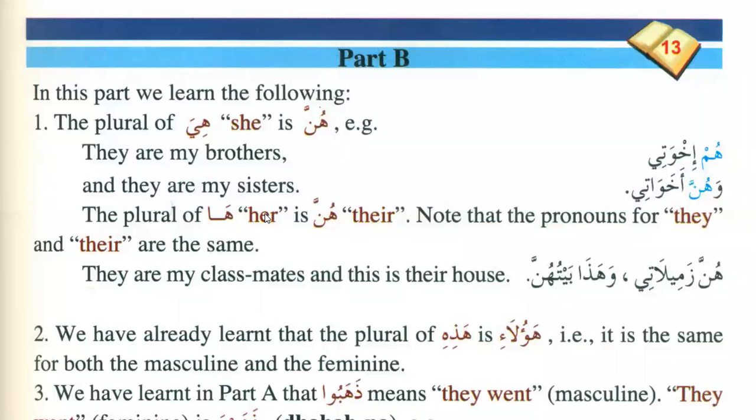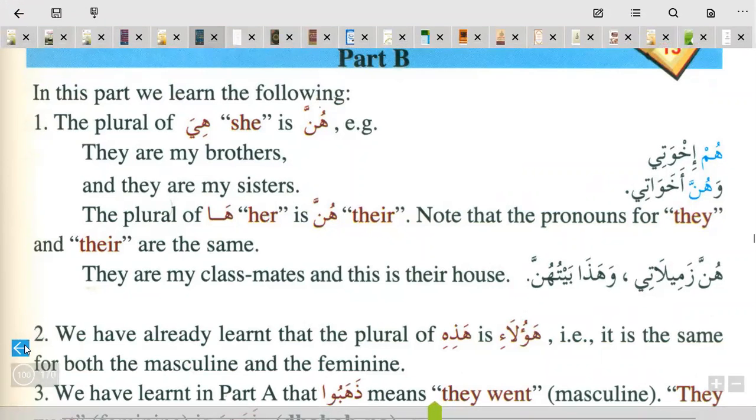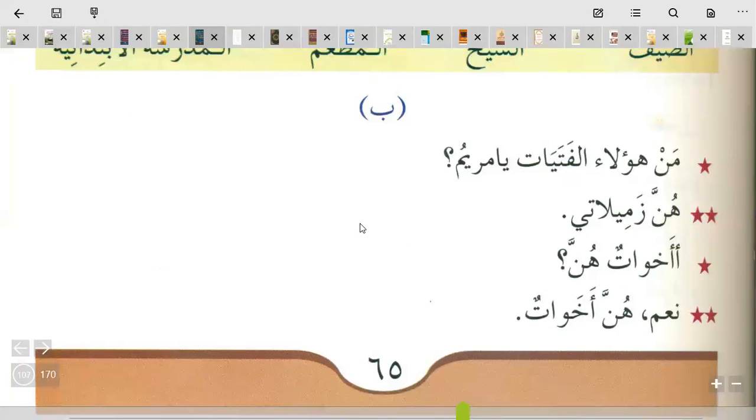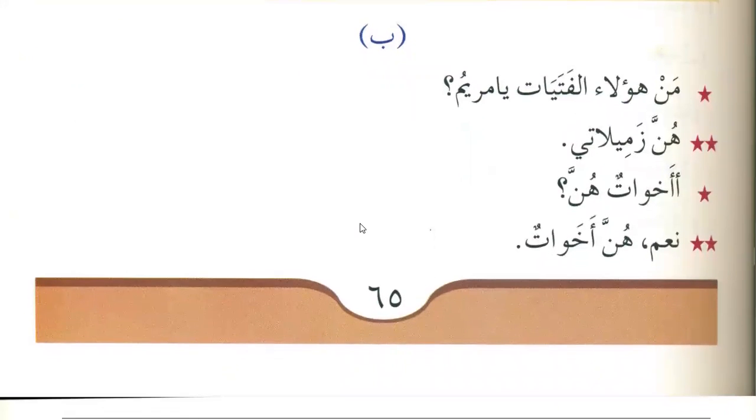Hunna zamilati, wa hadha baituhunna. They are my classmates and this is their house. So what is the plural of hiya? Hunna. And ha? Ha hum. Also hunna. Okay.